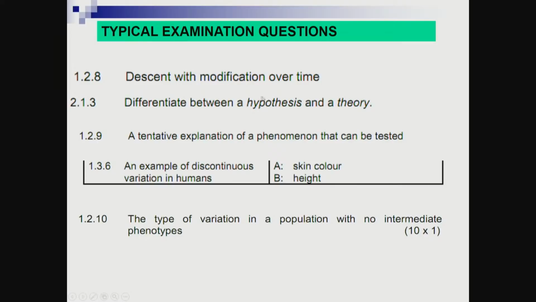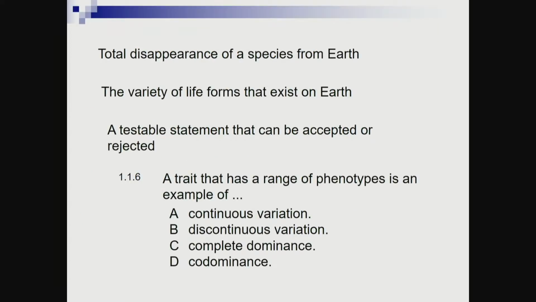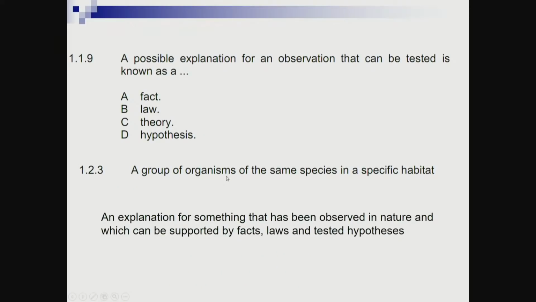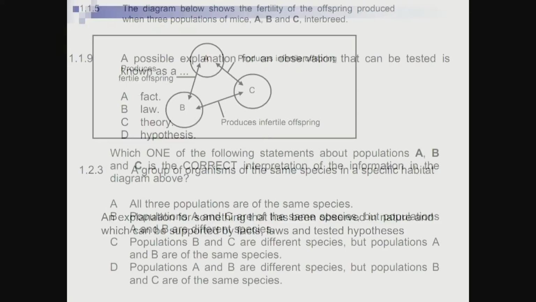Be able to differentiate between a hypothesis and a theory. That type of questions on the definitions. Total disappearance of a species from Earth is extinction. The variety of life forms is biodiversity. And a trait has a range of phenotypes is continuous variation. That is the different ways that they evaluate it. All right. Again, a lot of questions that I can answer and possible ways they ask these definitions.